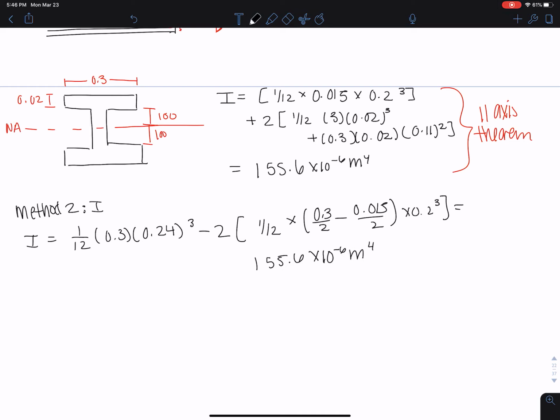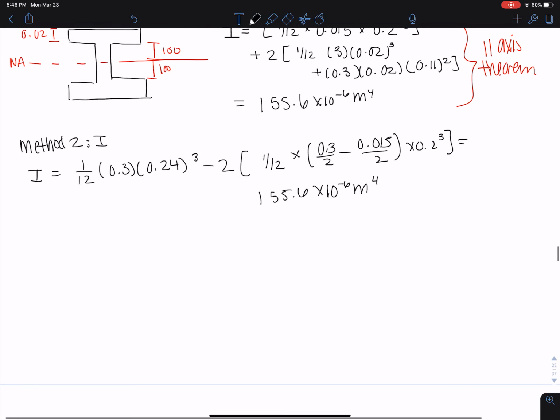So you get the same thing. Okay, now we can start with our calculations for stress. So what we want to do, let's start with that B prime. For B prime, we know that the width at that section at B prime is 0.3 meters.